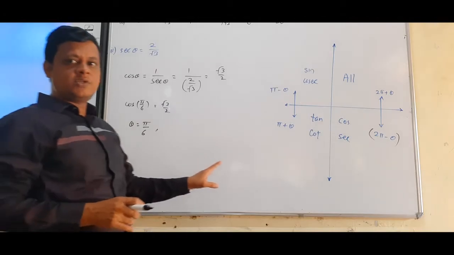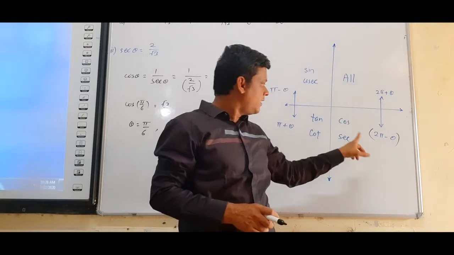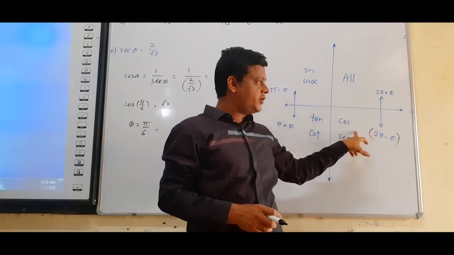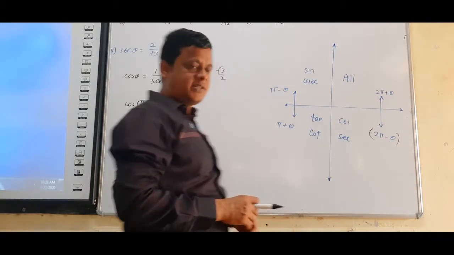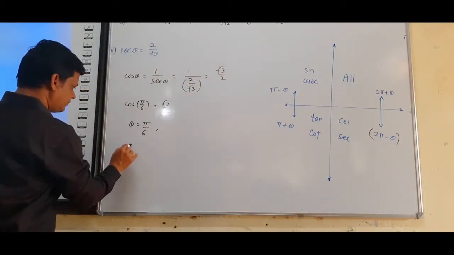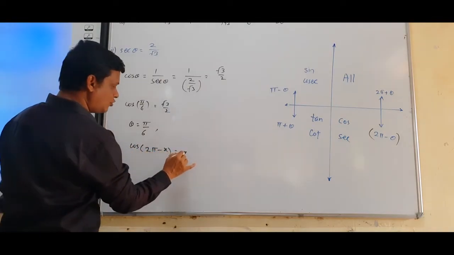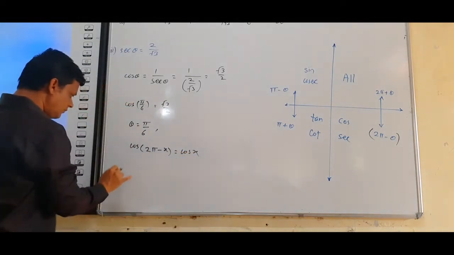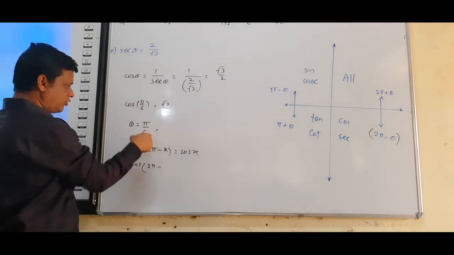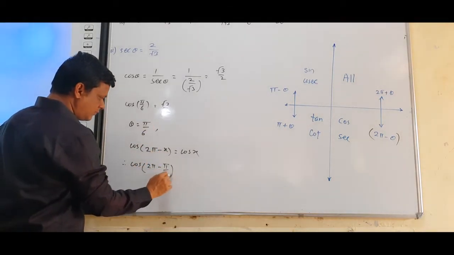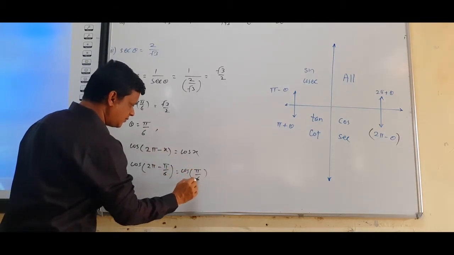We repeat the procedure as we explained in the first question. Now see, cos is positive in the fourth quadrant. For the fourth quadrant we have to apply the formula 2 pi minus theta. So we write here cos of 2 pi minus x is equal to cos x. Therefore cos of 2 pi minus, instead of x we use pi by 6.